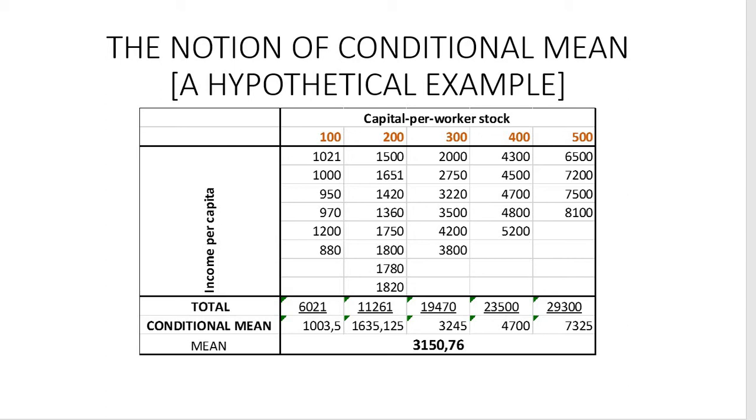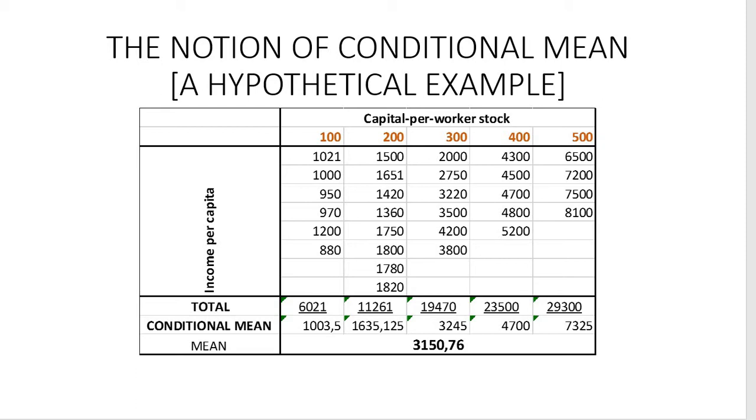It's just to demonstrate how we calculate conditional mean. So please imagine that there are 5 possible values of capital per worker stock: 100, 200, 300, 400, and 500. Let's express it in terms of US dollars. For different countries, those levels of capital per worker stock correspond to different values of income per capita. So let's say countries with 100 capital per worker stock have this, and this level of income.